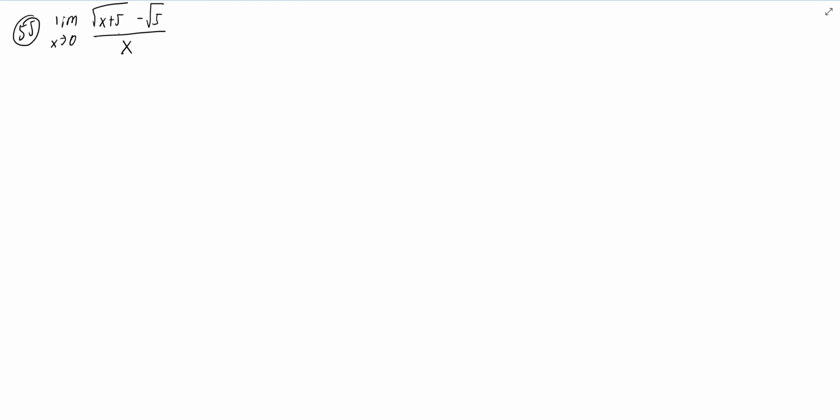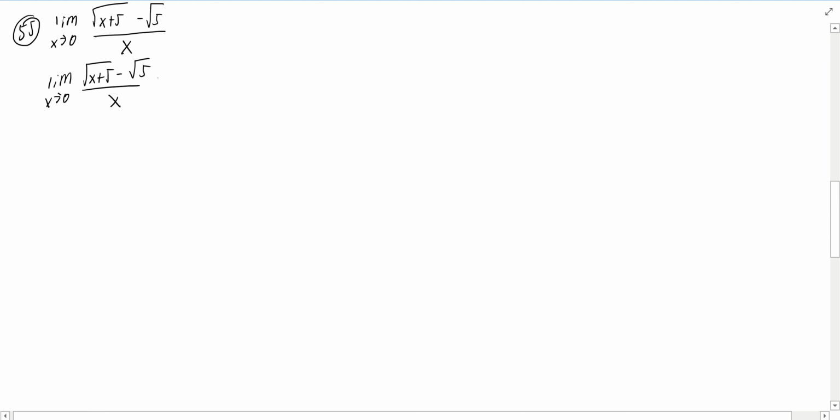So what we're going to have to do is, once again, impose some rationalizing of the numerator. Now, one thing to note here is it doesn't matter that, instead of having just one square root, in this case we have 2 square roots. That doesn't matter. We're just going to treat it in the exact same manner. So we're going to have the limit as x goes to 0 of the square root of x plus 5 minus the square root of 5 over x. And we're going to multiply this by the square root of x plus 5 plus the square root of 5, and then multiply the denominator by the same thing.